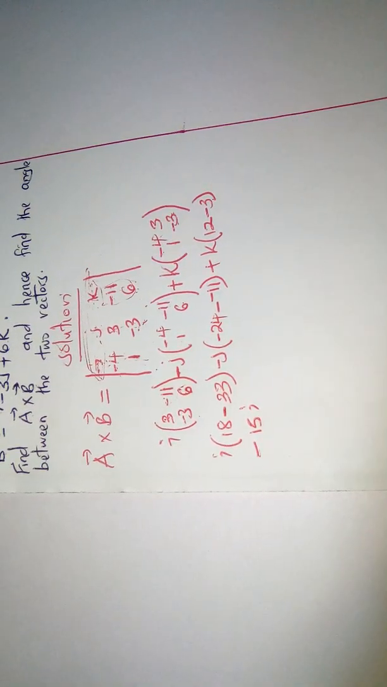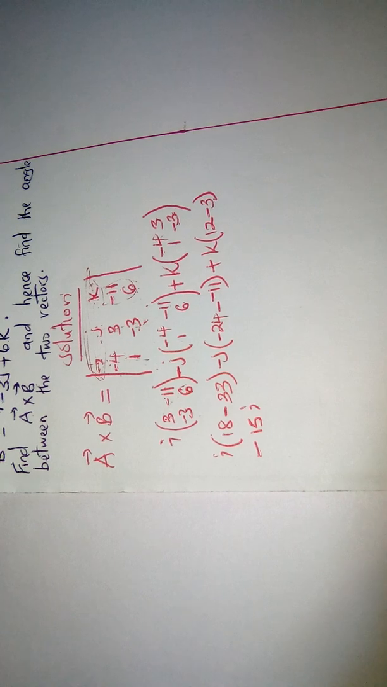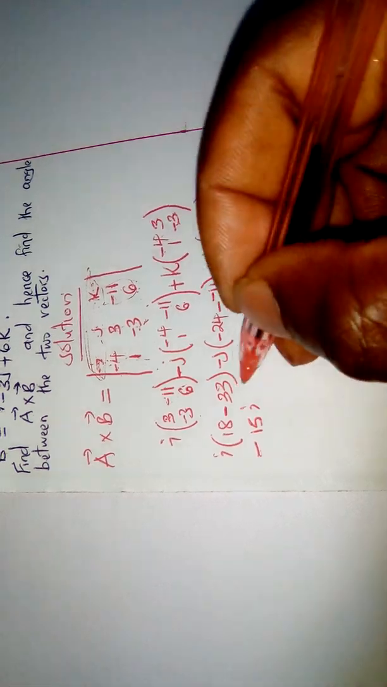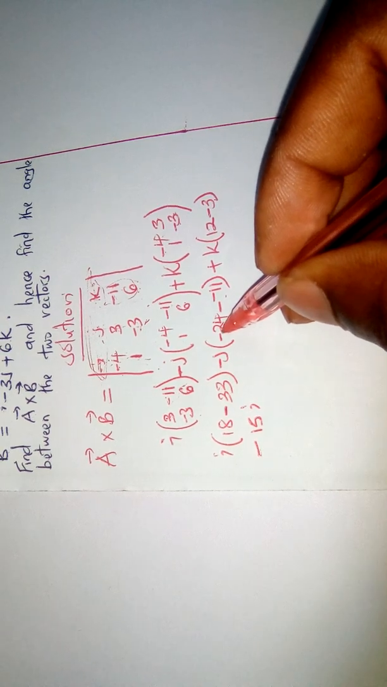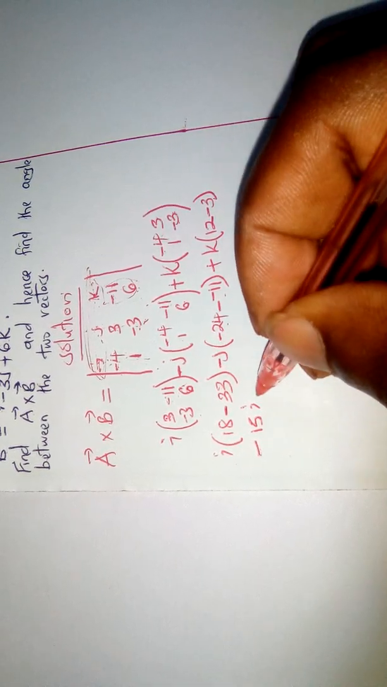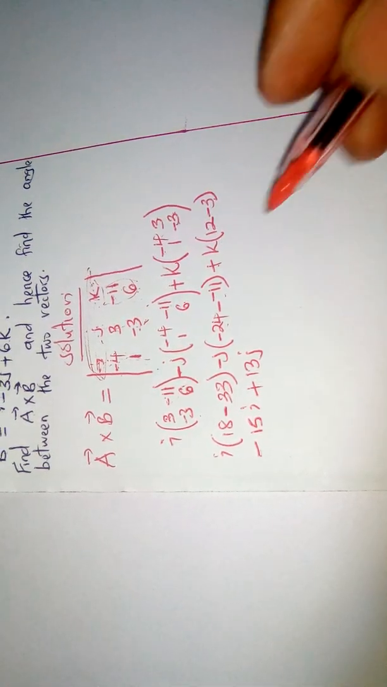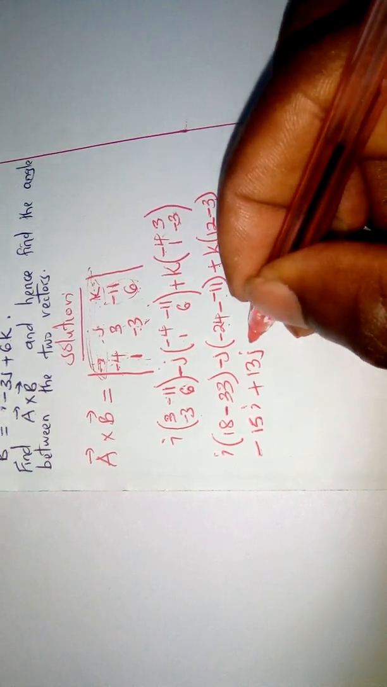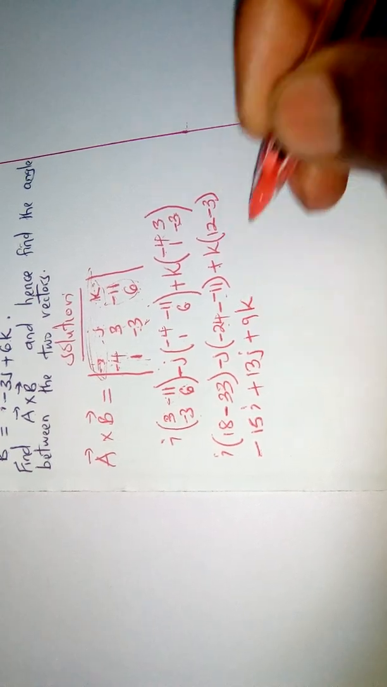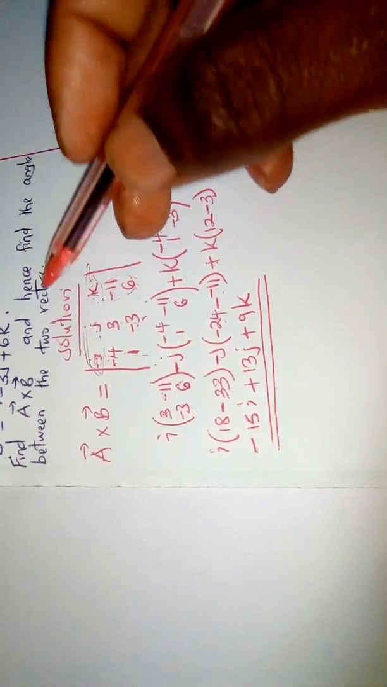Then when you take a negative by a negative, it is a positive, so it will be negative 24 plus 11. When you work that out, you will end up getting negative 13, and remember there is a negative here, so the negative which is inside cancels this negative to become a positive 13j. Then when I move to k here, 12 minus 3 is 9, so you will end up having plus 9k.